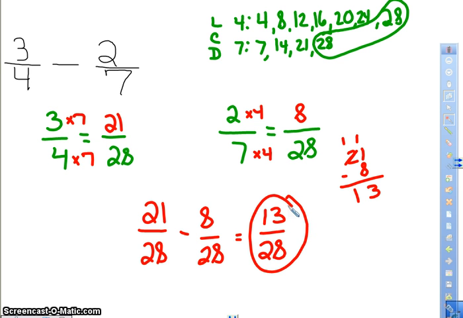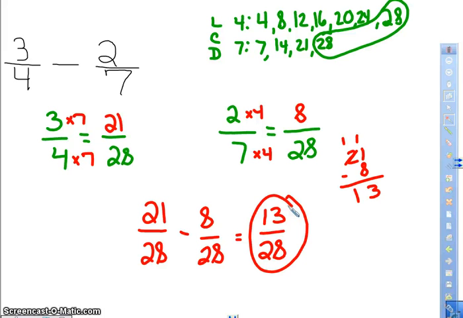So what your process is, you're going to find your LCD, rename if you have to. Make sure when you rename, you change both the numerator and denominator according to your LCD. After that, you're going to add or subtract the numerators, keeping the denominator the same, and then you'll simplify your answer.